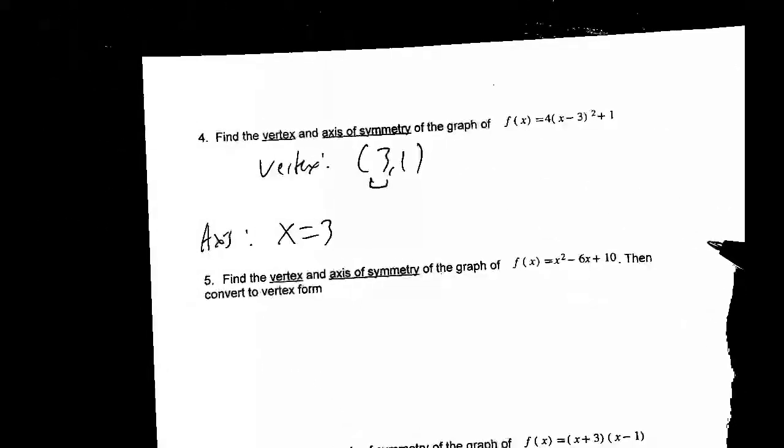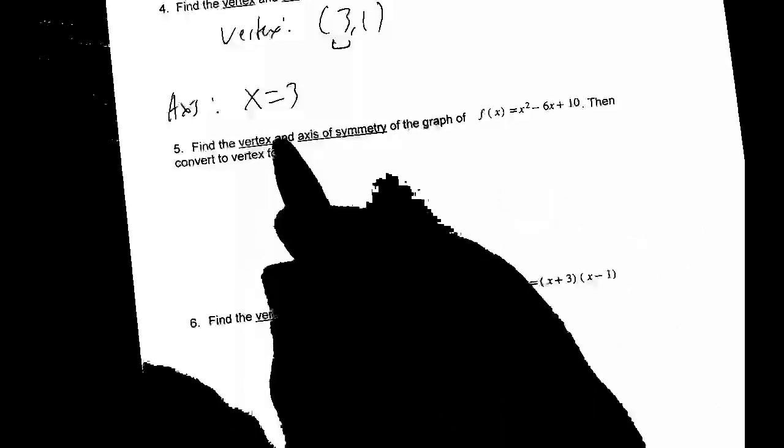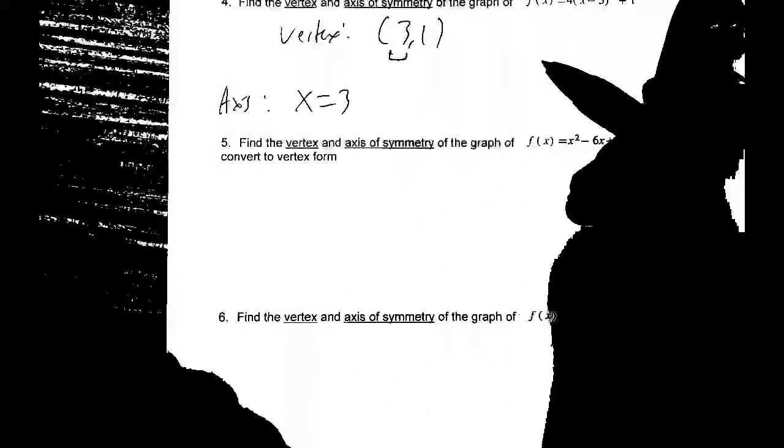Okay, that's it. Next, find the vertex and axis of symmetry of this, then convert to vertex form. To get it from standard form, it's going to be negative b over 2a. Let's do that. Let's start with the axis, which is going to be x equals negative b over 2a.